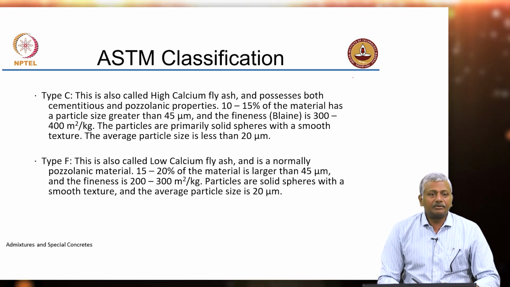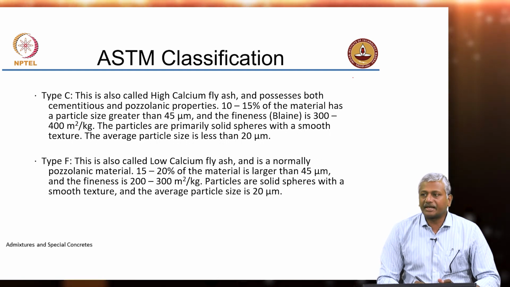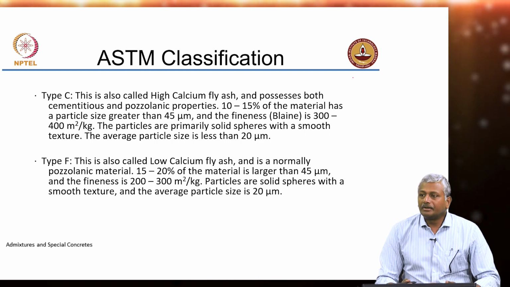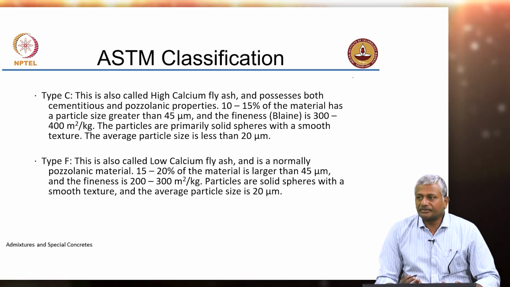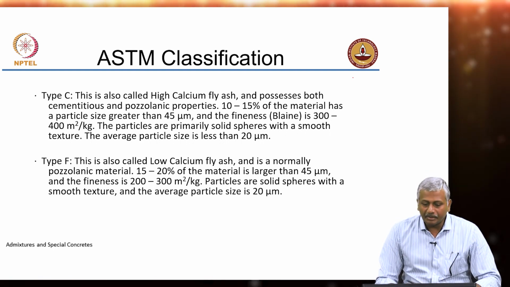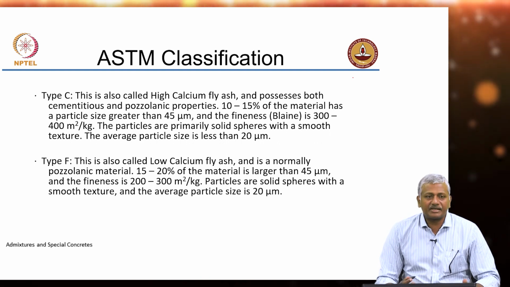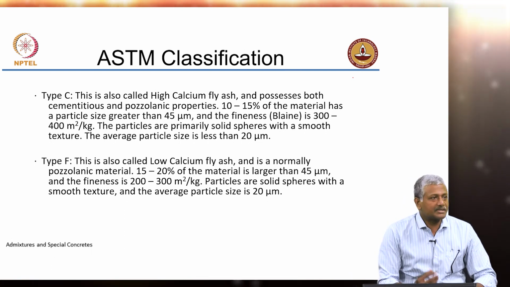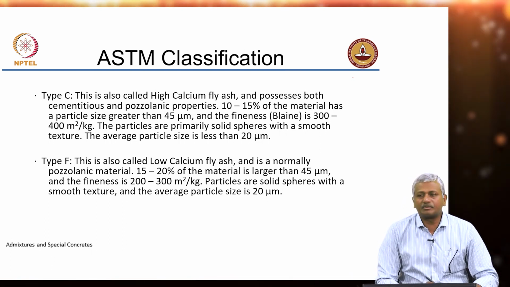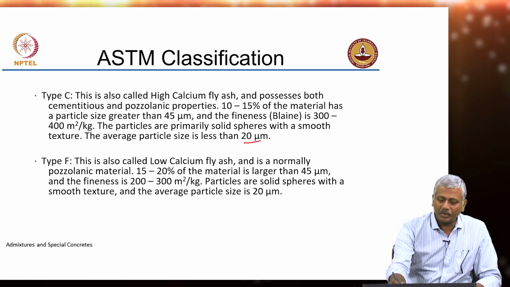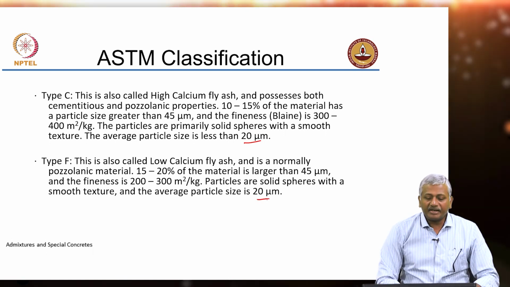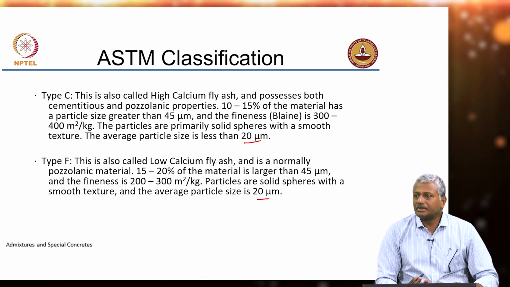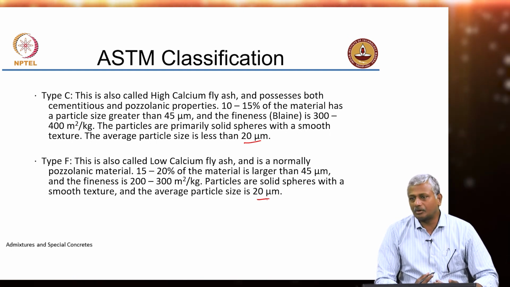So, mostly we differentiate fly ash based on the calcium content as a high calcium fly ash or a low calcium fly ash. Physically, they do not have too much difference in their appearance. They are both spherical particles of nearly the same size, approximately similar to cement, but maybe sometimes coarser than cement particles. Cement average size about 15 microns, here average size about 20 microns.